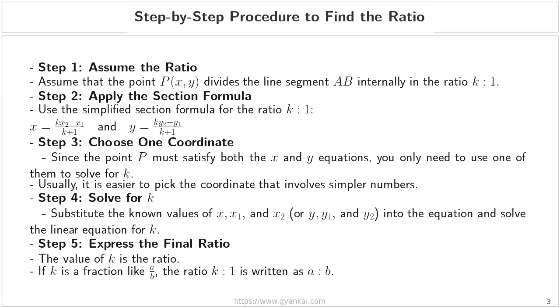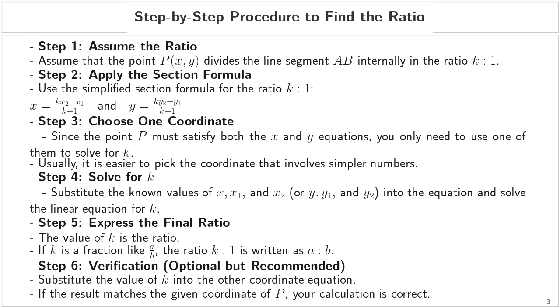Step 5. Express the final ratio. Remember, the value you find for k is not the final answer in its final form. The value of k represents the ratio. So, if you calculate k and get a fraction, like a over b, you should write your final answer as the ratio a to b.